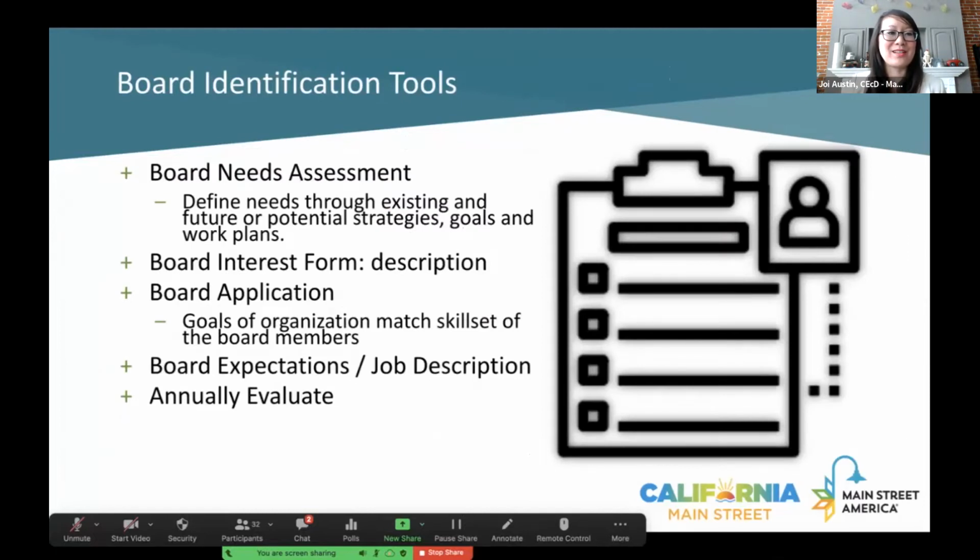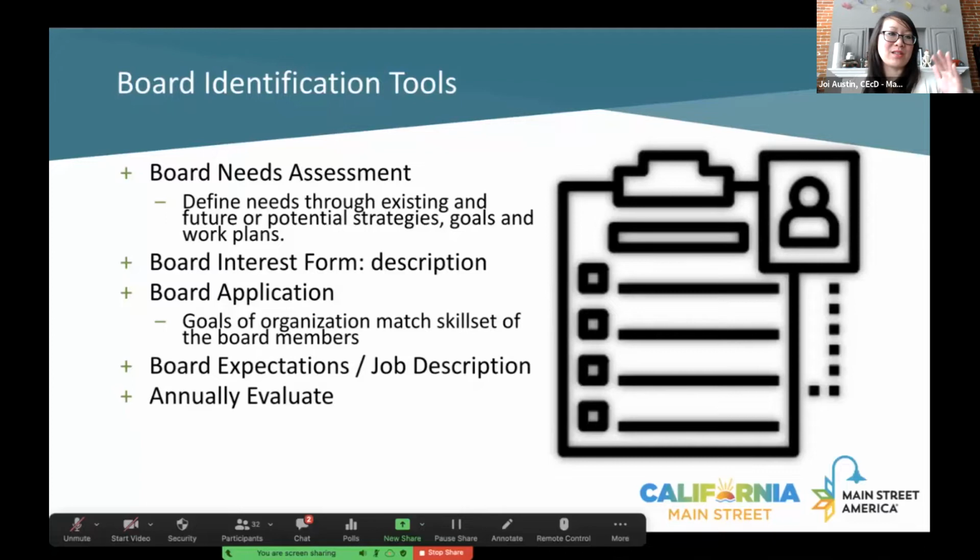A couple of different tools to consider when it comes to that. There's, again, your board's needs assessment. Define those needs through the strategies you have going on or future strategies. That's also very much derived from your work planning. And then look at an interest form, perhaps a description of the different things that we have going on, asking would you be interested in it? You can also have a board application, something that really explains the goals of the organization and matches it with the skill set of that board member. And then a board expectations and job description. I think those things are very important for members to really see what it is that they're getting into and have pride in being a part of these solutions.